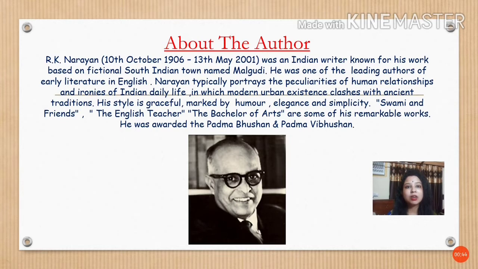He was one of the leading authors of early literature in English. So he was among those authors who were famous for writing literature in English. Besides him, his contemporaries were Mulk Raj Anand. Narayan typically portrays the peculiarities of human relationships and ironies of Indian daily life, in which modern urban existence clashes with ancient tradition. So in most of his creation, you will see that he has portrayed beautifully the peculiarities of human relationship and also has showcased the clashes that occur between the modern urban existence and the traditional existence.